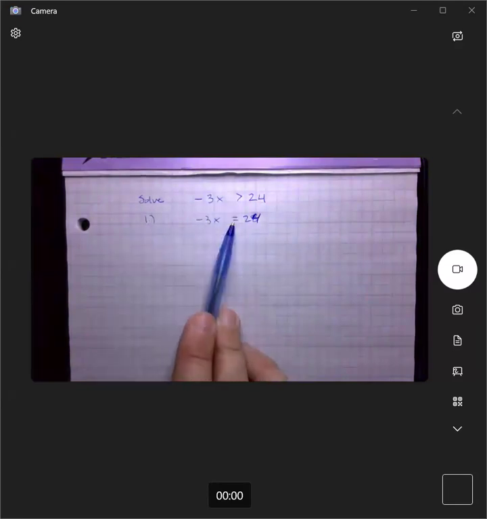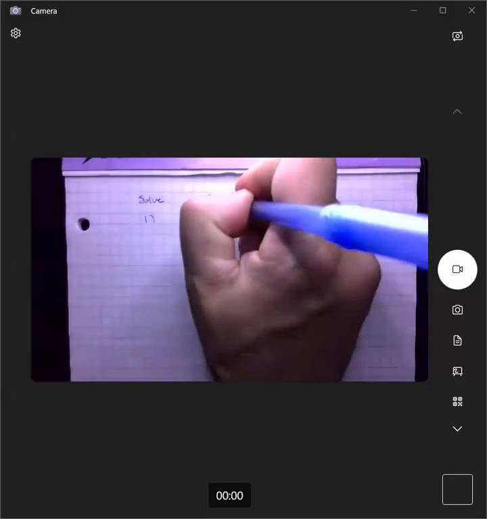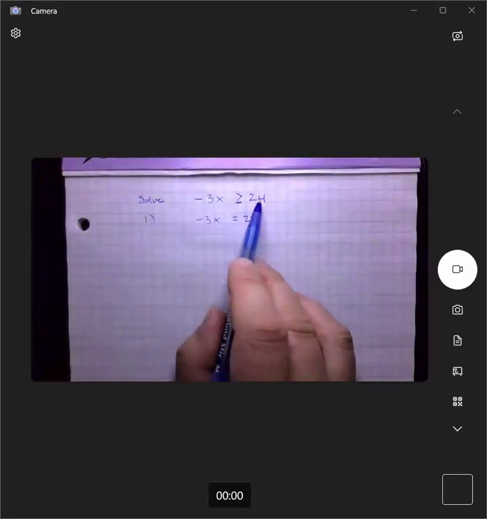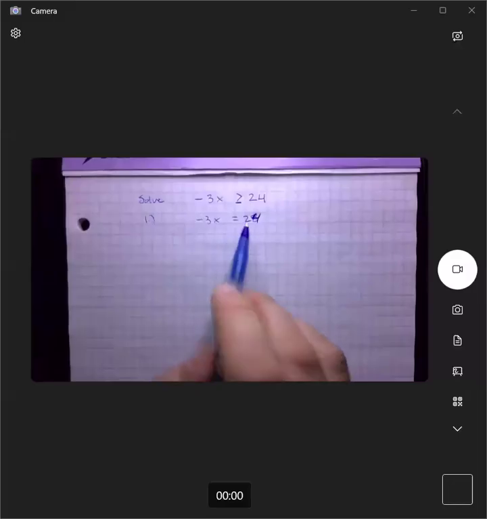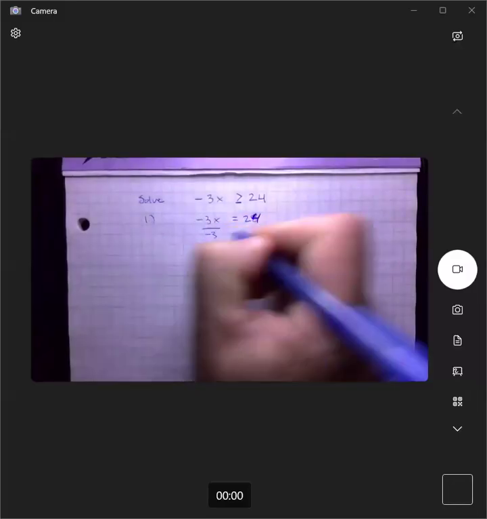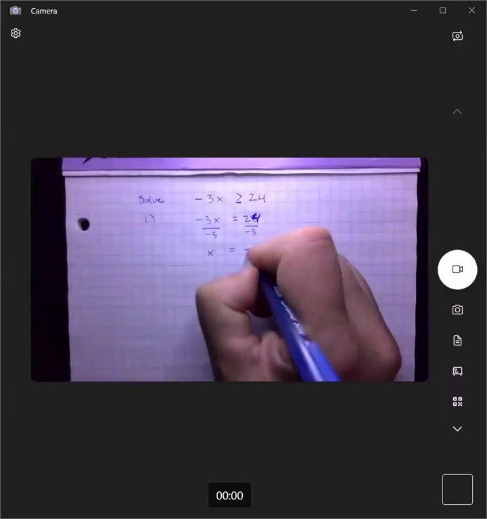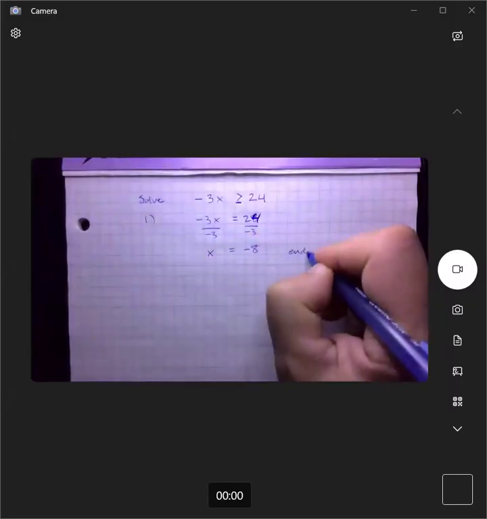So first I solve the equality. I just replace that inequality sign with an equality. I'll make it a little different too. I'll make it a greater than or equal to 24. The -3x greater than or equal to 24, I just change it to a plain equality. I divide both sides by -3, and I get x equals -8. So that's the endpoint.